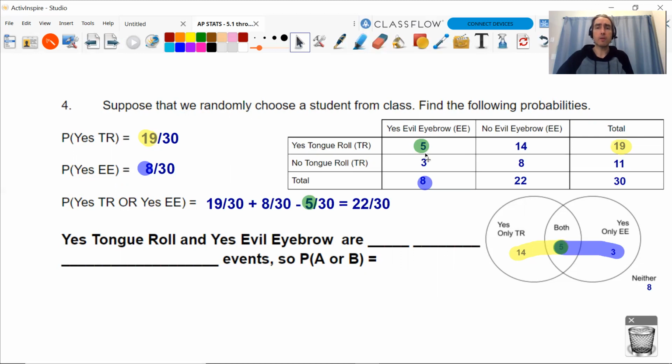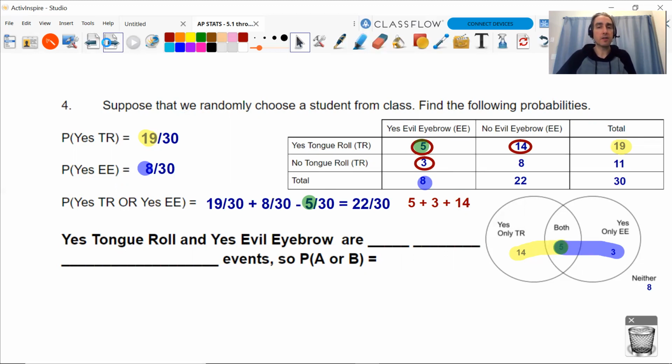We have to take away the one we haven't counted because we don't want to count it twice. If I did 14 plus 5 plus 5 plus 3, I'm counting that 5 twice. So we're going to subtract one of those 5s out, and that's going to give you 22 out of 30. If you do the individual cells, 5 plus 3 plus 14, that's also going to give you 8 plus 14, which is 22. So you can get it that way too.